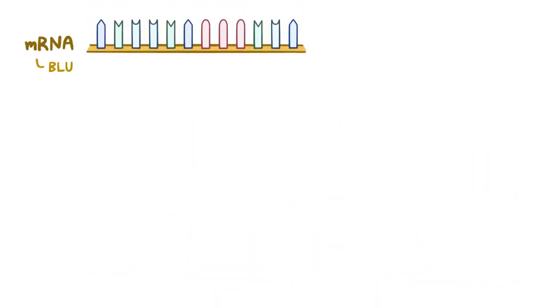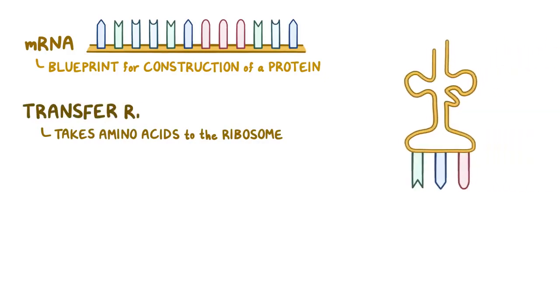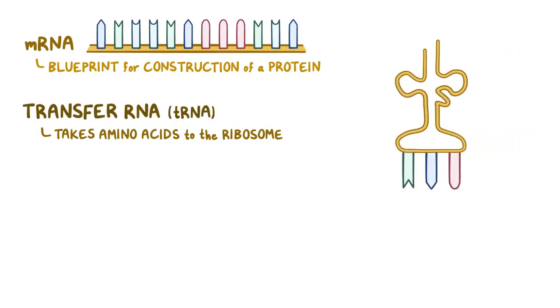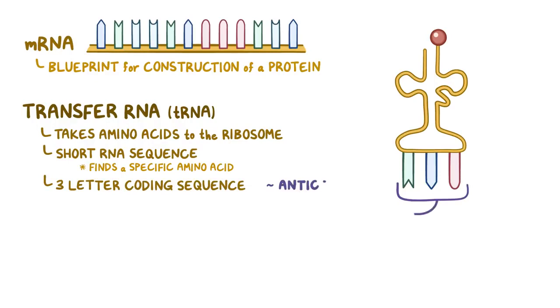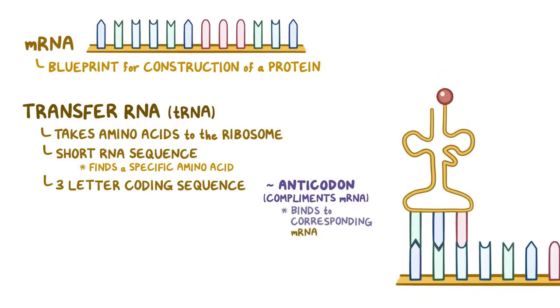But mRNA is only a blueprint of which amino acid goes where in order to get a protein. The actual job of ferrying the amino acids to the ribosome is done by another type of RNA, called transfer RNA, or tRNA. tRNA is a very short RNA sequence and is specialized for finding a specific type of amino acid within the cytosol, and bringing it to the ribosome. tRNA only has a 3-letter coding sequence, called the anticodon, which is complementary for what's written in the mRNA. It means that it can briefly bind to the corresponding mRNA codon and deposit the amino acid within the ribosome.